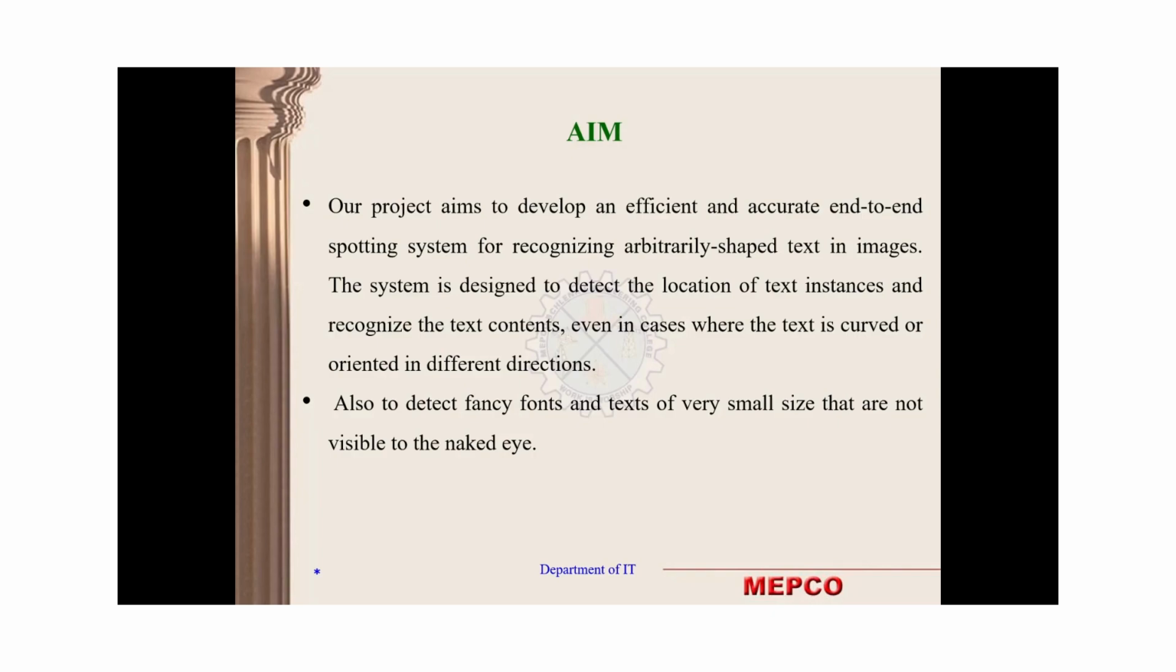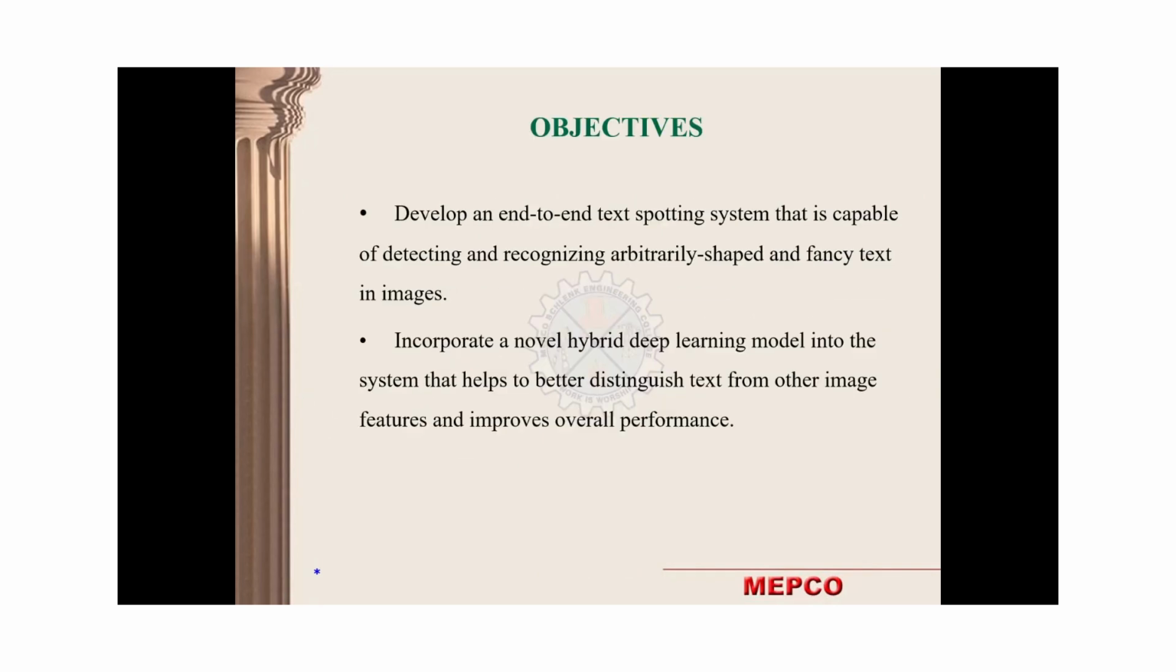The system is built to locate text instances and identify their contents, as well as to recognize small texts that are difficult to read with the naked eye. Following our objectives, we aim to create a text spotting system that can recognize and identify text in photos that is arbitrarily shaped and fancy, and to add a cutting-edge hybrid deep learning model to the system to enhance performance and help better separate text from the other image elements.